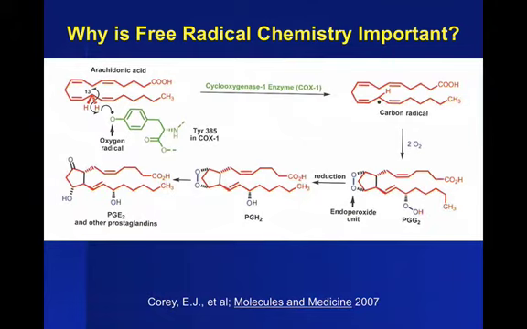Now, I want to take you back to a previous slide that we had at the very beginning of this chapter. Why is free radical chemistry important? Right? And for those of you who are going into medicine, it's very important because of things like this. This is how arachidonic acid, which is a component of cell membranes, for example, a fatty acid that's very useful in biological systems, can undergo free radical oxidation using what's known as the COX-1 enzyme and ultimately give us prostaglandins.